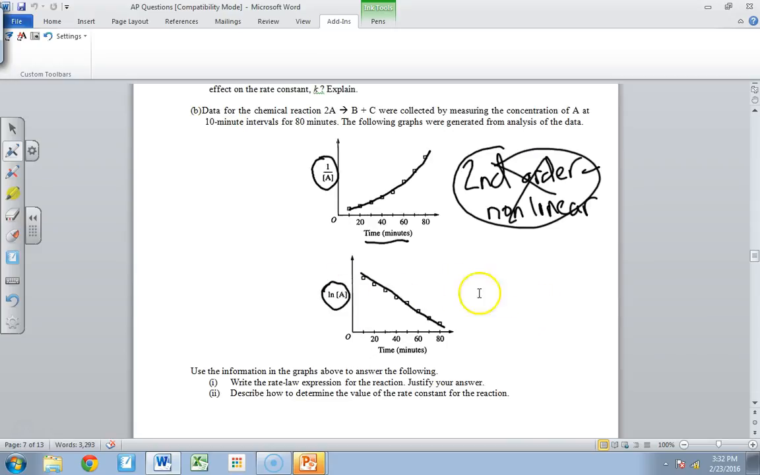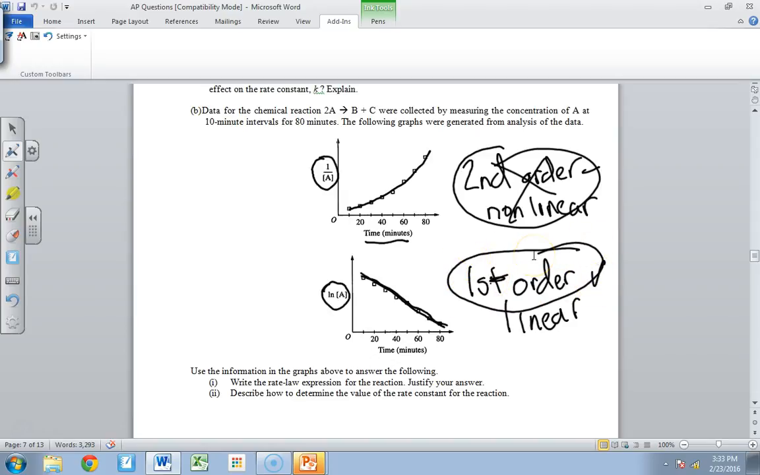Now, ln of the concentration of A, we did that. That is a first order graph. We have plotted ln of A versus time, and that first order graph is linear, or at least we can assume it is linear based on the shape of the curve. So that means that this reaction is first order. But that's not what it asks.